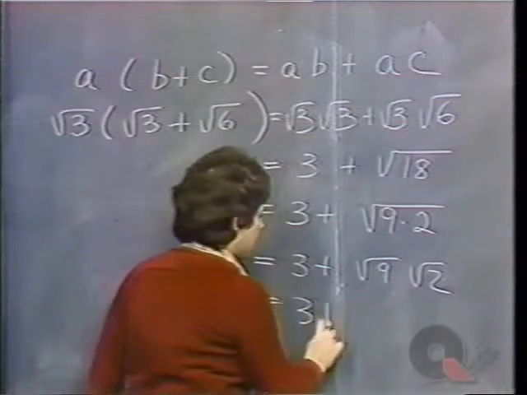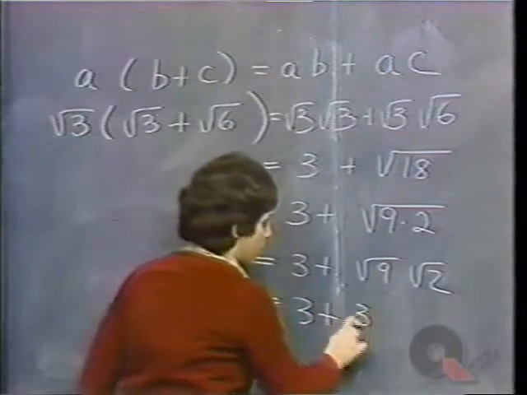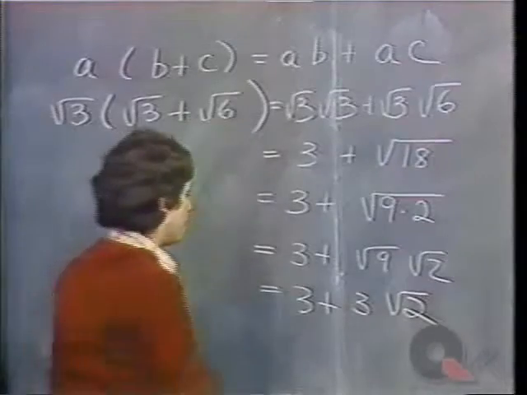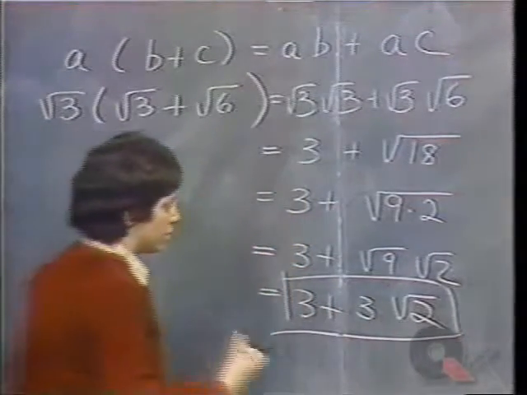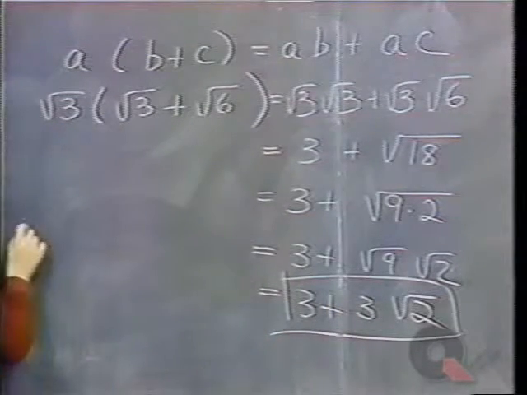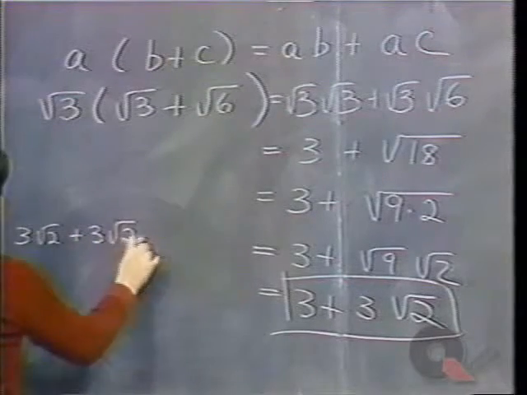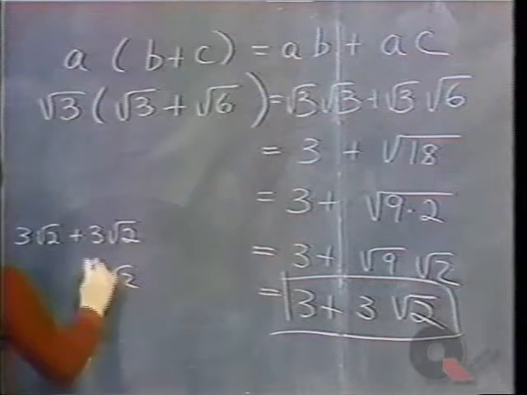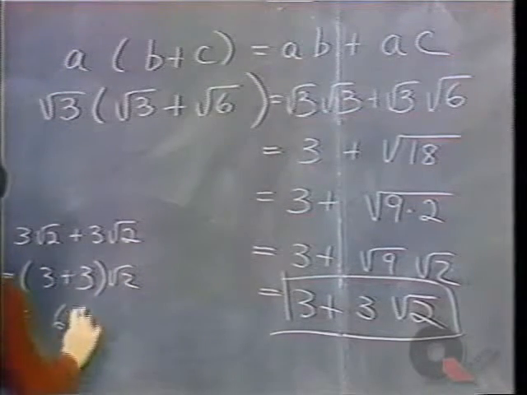Here we can write this as 3 plus, now the square root of 9 means the positive square root of 9, which is 3. We get 3 plus 3 times the square root of 2. And this is as far as you go on this problem. Do not think that you can simplify further and make it 6 the square root of 2. Just want to remind you, if you have 3 the square root of 2, and you add to it 3 the square root of 2, this you can factor as the square root of 2 times (3 plus 3), and you get 6 the square root of 2.